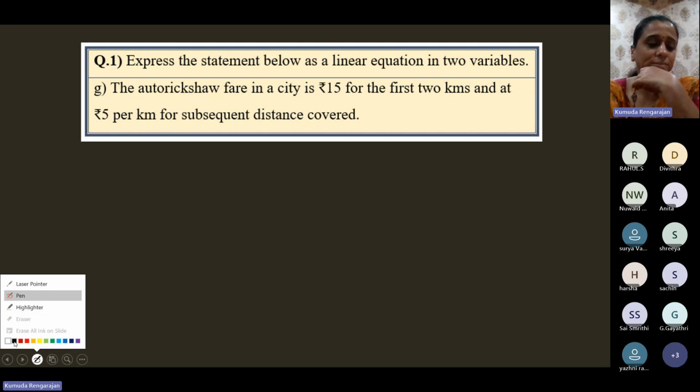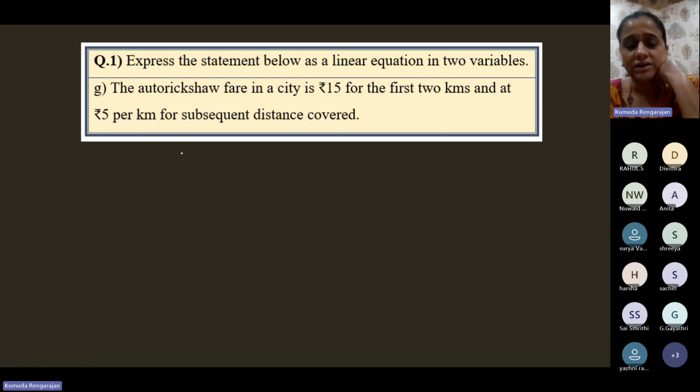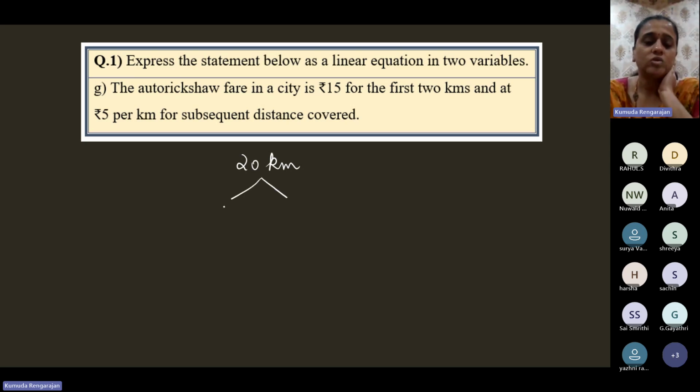I will just take an example. Supposing you take the auto rickshaw and travel, say, 20 kilometers. So how will you pay the fare to the auto driver? It will be like this. You will be calculating for the first 2 kilometers separately and for the remaining 18 kilometers separately.